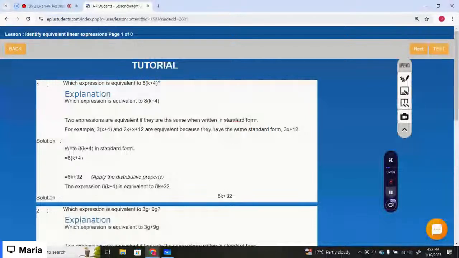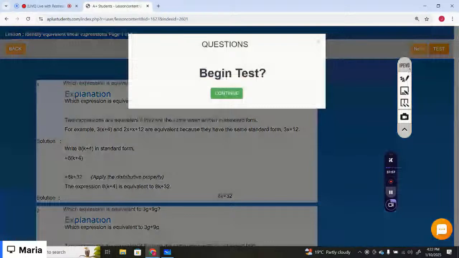Which expression is equivalent to 8 times k plus 4? So you have to write it in standard form, using the distributive property. You have to do 8 times k, that is 8k, and then 8 times 4, that is 32. Let's just start with the test questions.